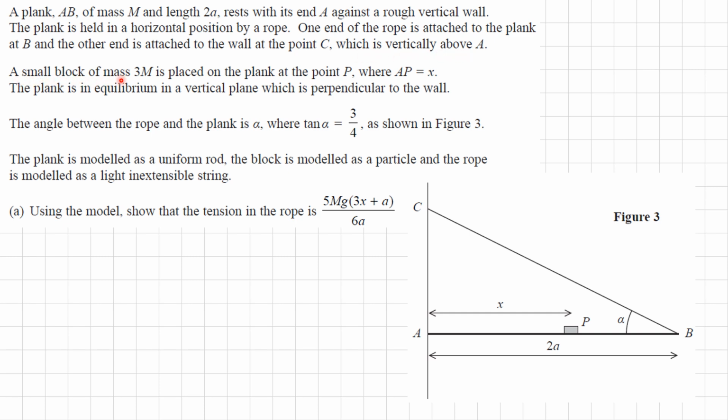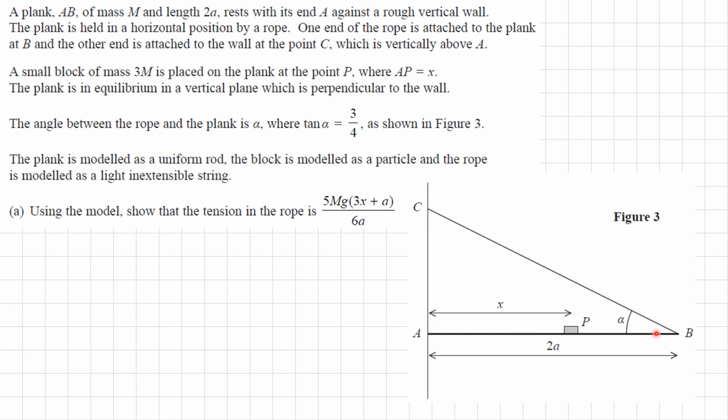A small block of mass 3m is placed on the plank at point P where AP is equal to x. The plank is in equilibrium in a vertical plane which is perpendicular to the wall. The angle between the rope and the plank is alpha, where tan alpha is 3/4, as shown in figure 3. Figure 3 is here. The plank is modelled as a uniform rod. The block is modelled as a particle and the rope is modelled as a light inextensible string.